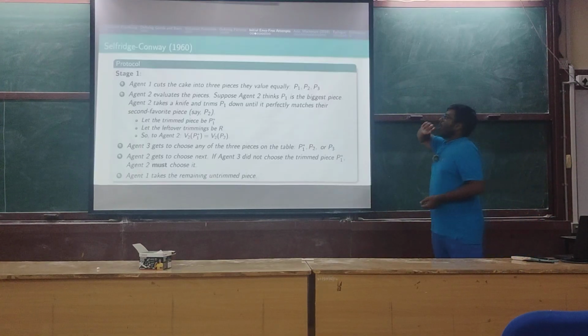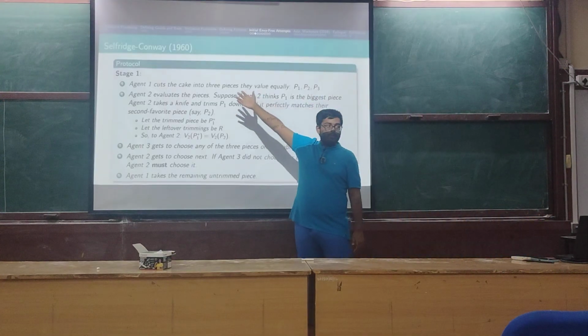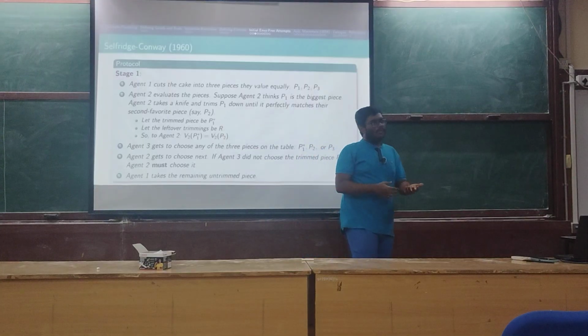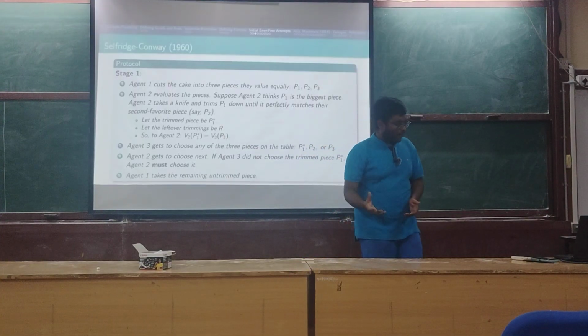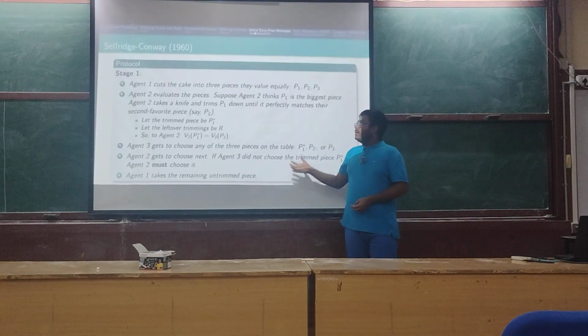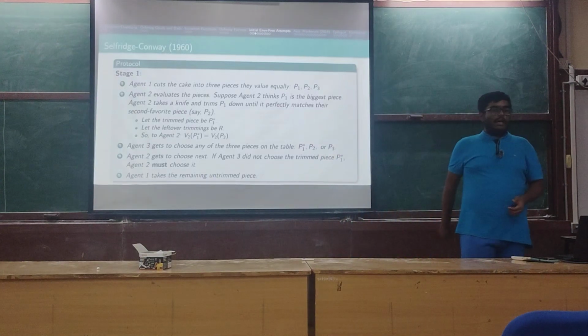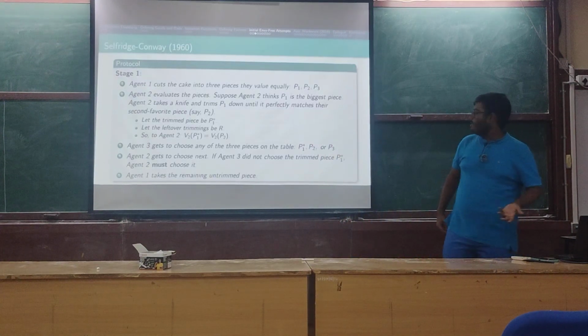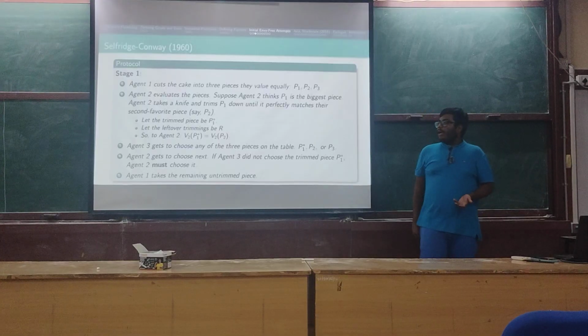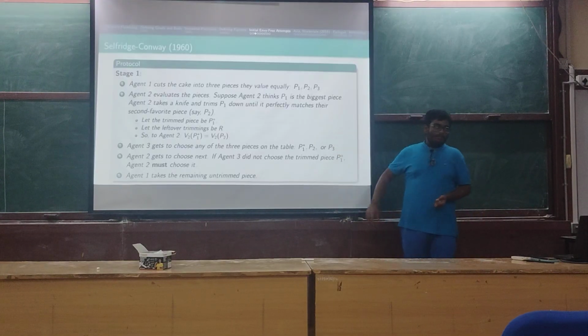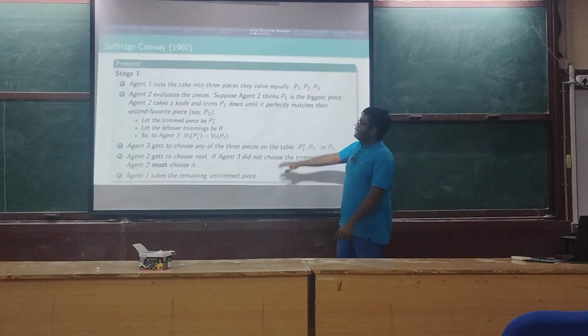That is why Selfridge and Conway came up with an algorithm, or protocol, in 1960, and this was in fact one of the very few works of fair division. Fair division has had a lot of open problems and still does to this day, and this protocol is about that. It's for 3 people. Now let's discuss the steps.